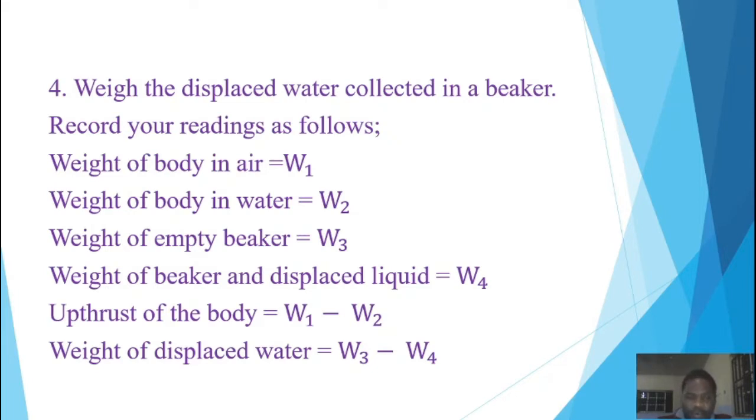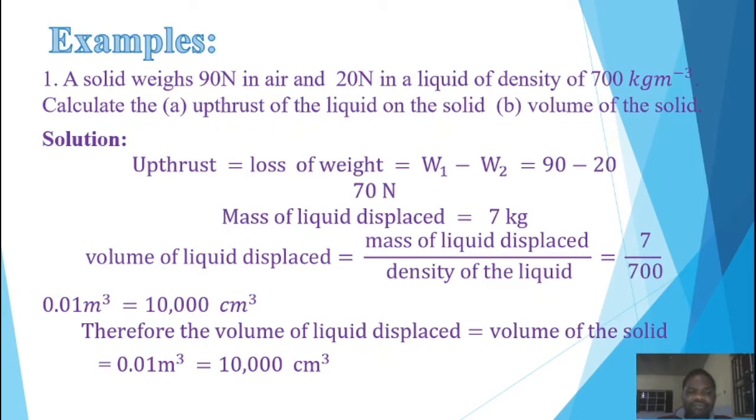So okay, now we'll go to examples. Let us solve questions based on this Archimedes principle. Example number 1. A solid weighs 90 Newton in air and 20 Newton in a liquid of density 700 kg per meter cube. Then you are to calculate: A, the upthrust of the liquid on the solid. B, the volume of the solid.